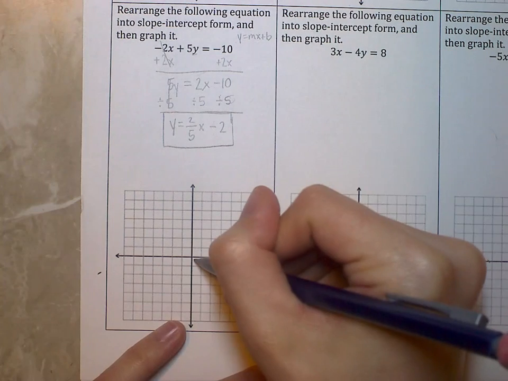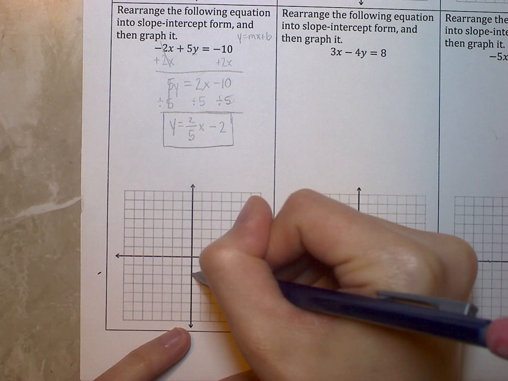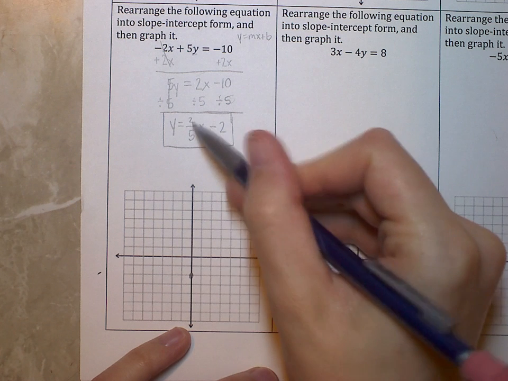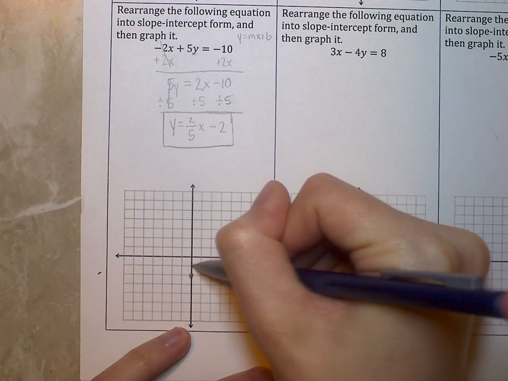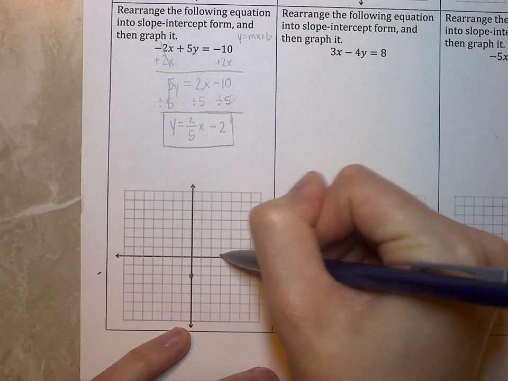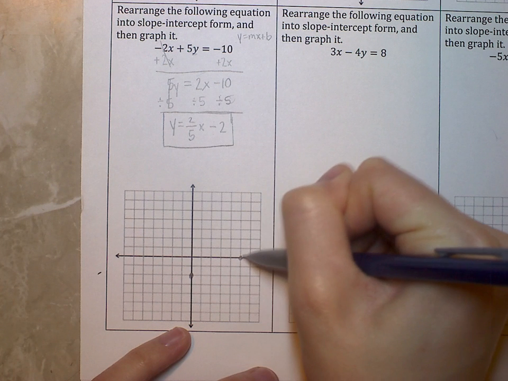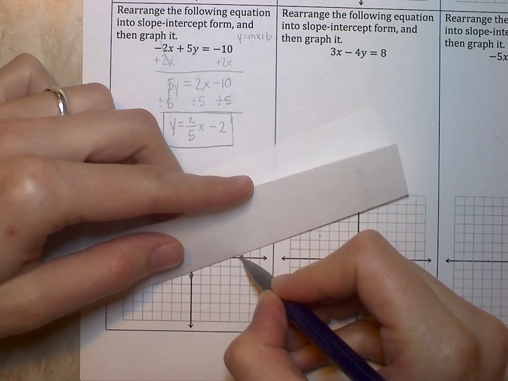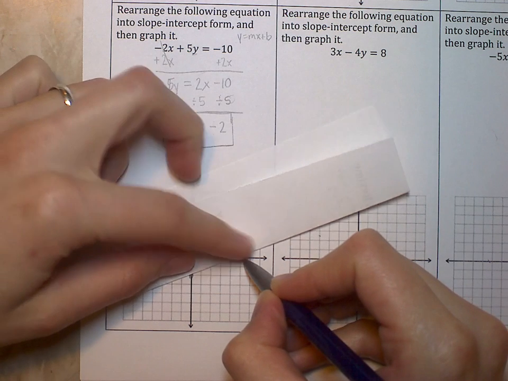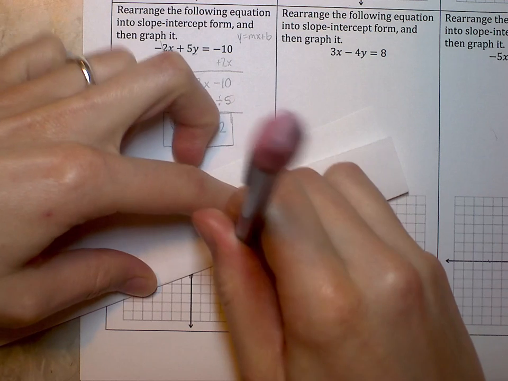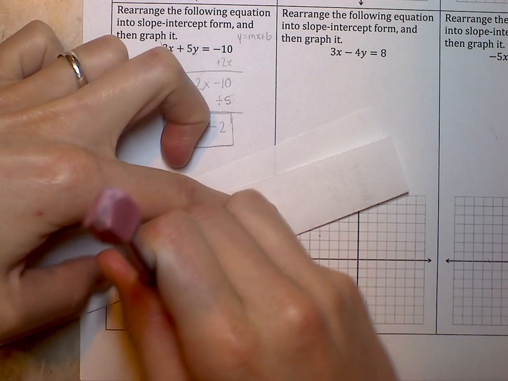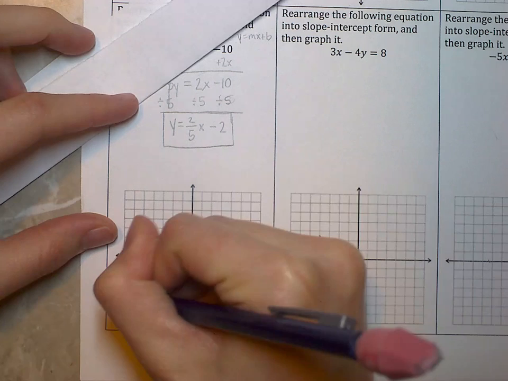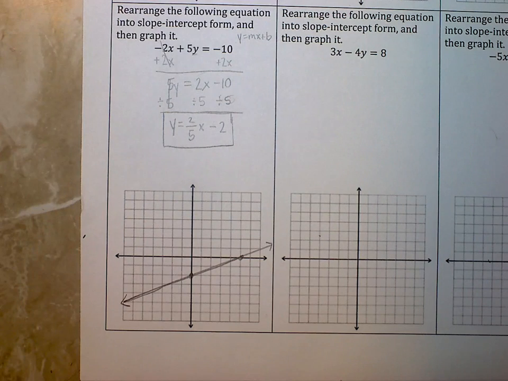So I'm going to go down to negative 2, 1, 2, and then count my rise over run. My rise is 2, my run is 5. 1, 2, 1, 2, 3, 4, 5. Looks like this. There we go.